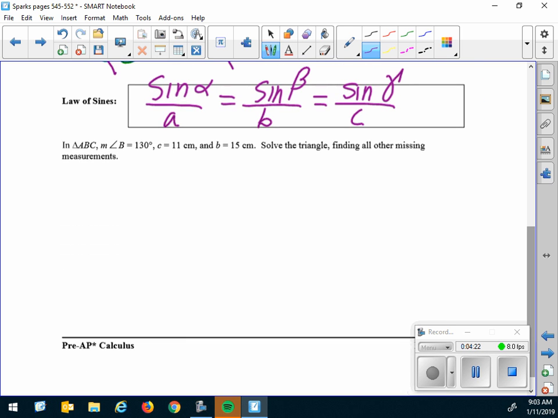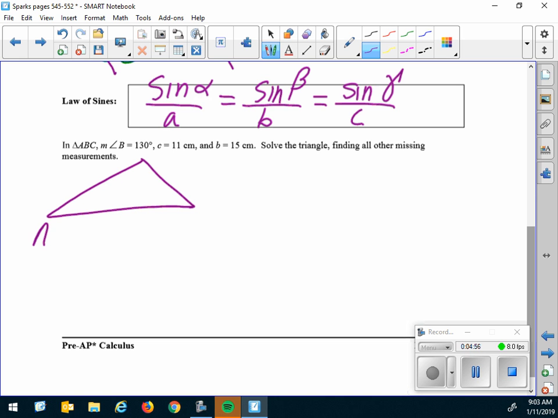Now, let's do one. In triangle ABC, we're told 3 pieces. Solve the triangle, finding all the missing measurements. Do you notice that one of the angles is obtuse? Please do not draw a triangle that looks like this and say that's 130 degrees. Okay? Draw a triangle where you've got an angle that's obtuse. You can put an asterisk and say not drawn to scale.